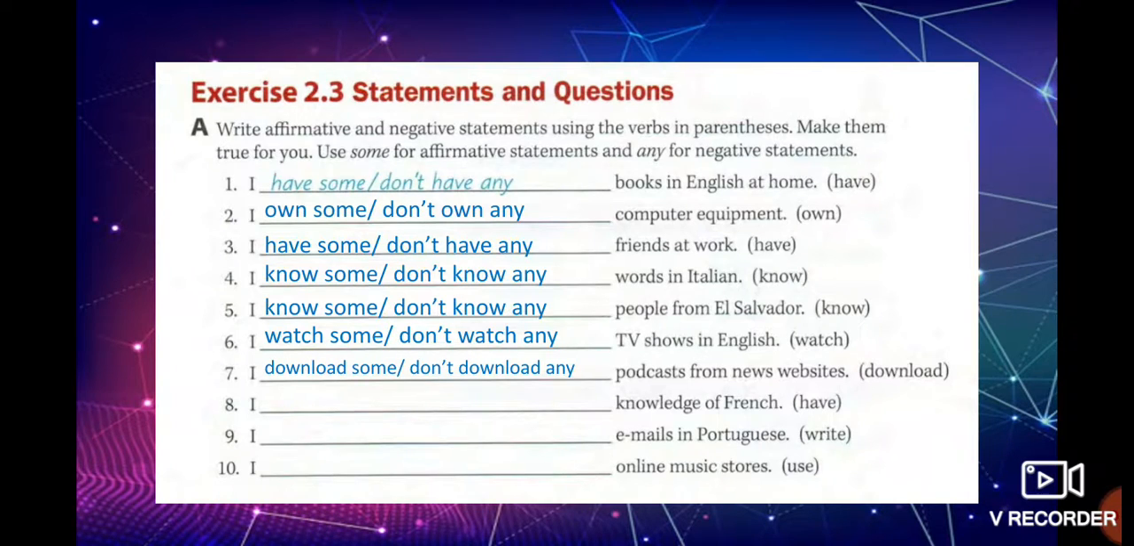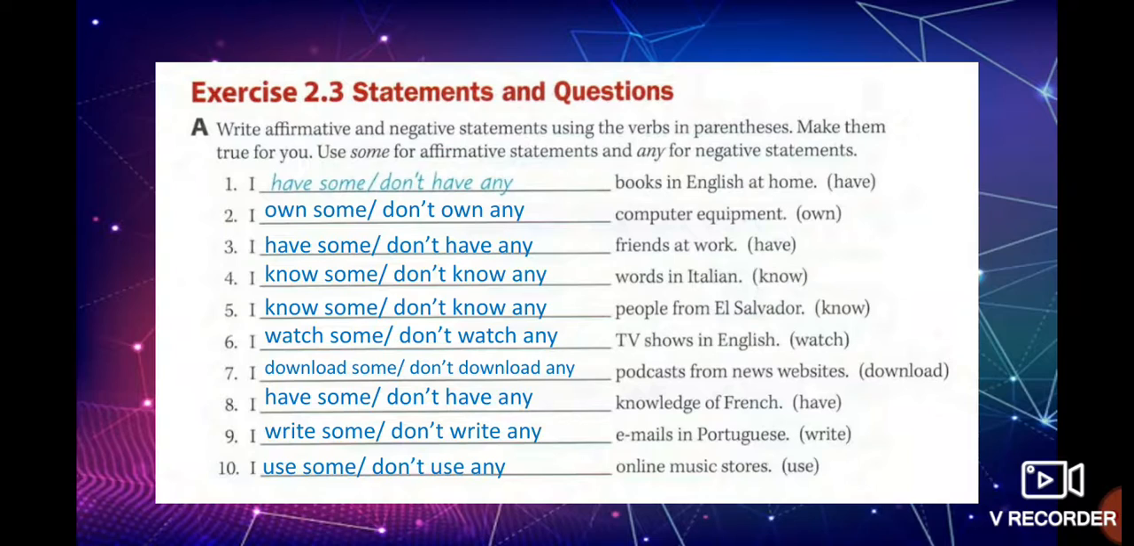Number eight. Affirmative, I have some knowledge of French. In negative, I don't have any knowledge of French. Number nine. Affirmative, I write some emails in Portuguese. Negative, I don't write any emails in Portuguese. And the last one, I use some online music stores. And in negative, I don't use any online music stores.